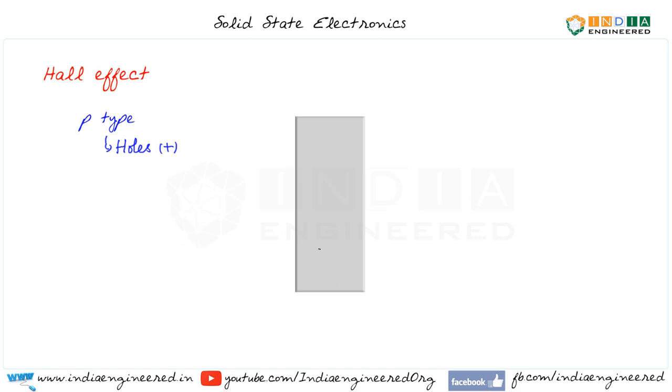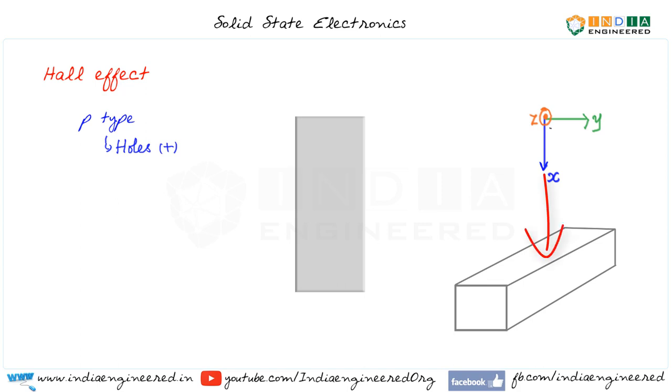And in this semiconductor bar, let's define our axis. So we have our x-axis, that is the positive x-axis towards the bottom, and the positive y-axis towards the right hand side, and z-axis coming towards you. So in effect, you are looking at the top of a semiconductor bar.